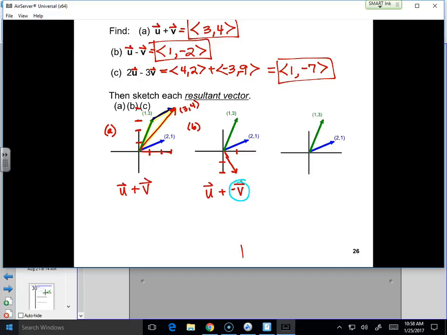Okay, so coming back. Wait, hold on. So what would negative v's components be? Could we multiply them by negative? Yep, so we'd have -1, -3, right? So where would negative v be on the graph? -1, -3.